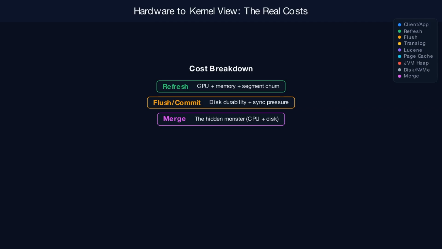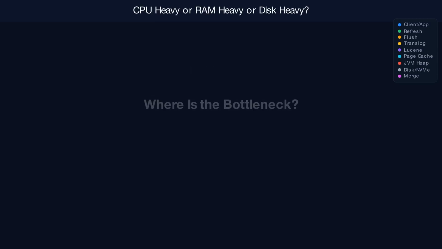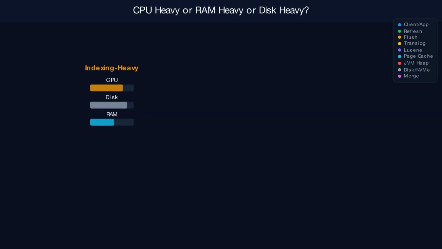Here is the cost breakdown. Refresh cost is mostly CPU, memory pressure, and segment churn, which leads to merge overhead later. Flush and commit cost is mostly disk durability overhead, the sync pressure, and merge cost. That can become the real hidden monster running in the background. So is Elasticsearch CPU heavy, RAM heavy, or disk heavy? The answer: it depends on the workload.